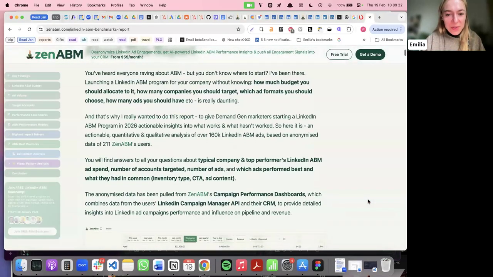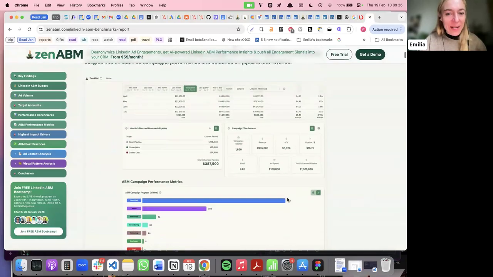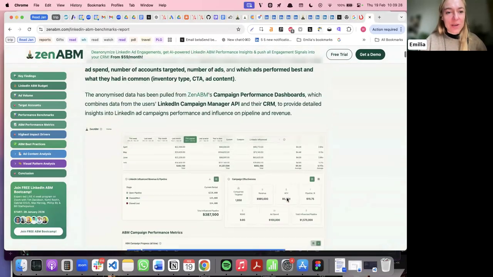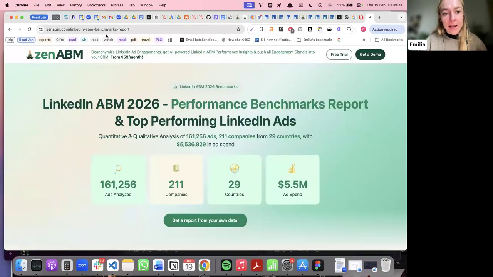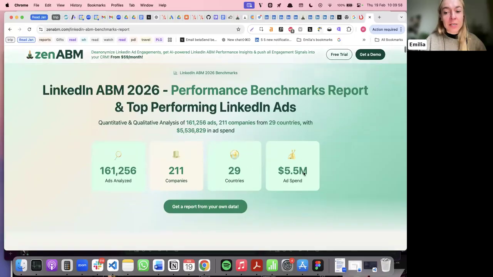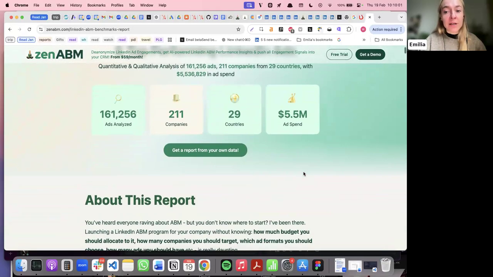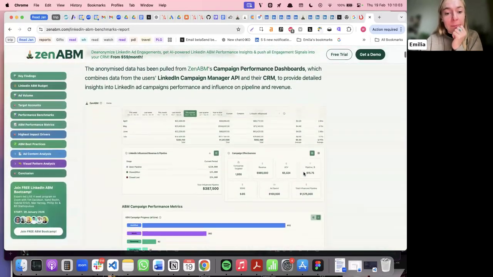Yes, I do hope more people in the bootcamp have managed to actually launch some ads already, but I know there's time pressure. We have this report, it's free, it's ungated, the LinkedIn ABM benchmarks report. Basically, back in December, I was bored over Christmas, so I used Claude Code to analyze the data we had in our database, from 161,000 ads, from 211 of our users who were running campaigns at that point. The data comes from users in 29 countries, having spent 5.5 million in ad spend on our platform.